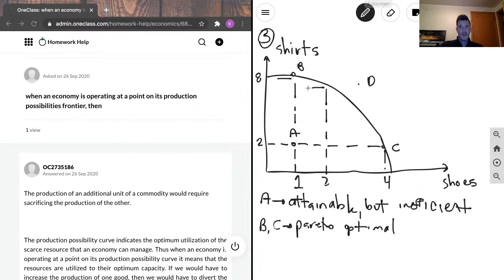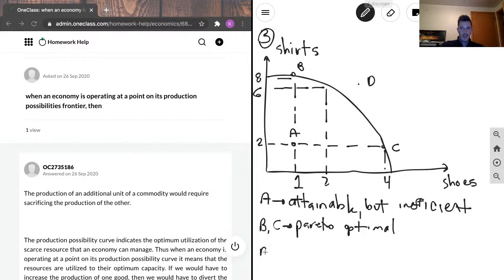We can do that, but we're going to have to give up 2 shirts. So again, you can't make one person better off without making someone worse off. In this case, you can't produce any more shoes without giving up some shirts, and vice versa.